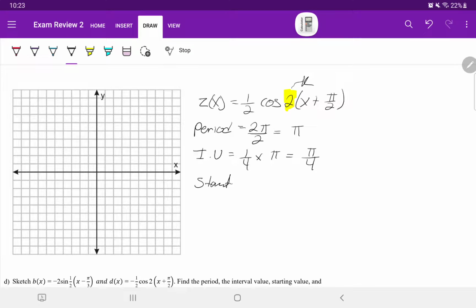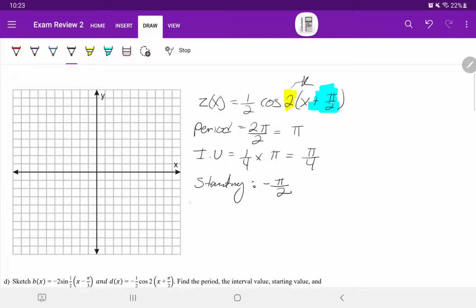The starting value. I have a value being added to the variable. When I'm adding a value to the variable, I am shifting the function left by that many units. So I'm going to shift my function left by pi over 2 units. And when I do that, my starting value will be negative pi over 2 because I'm shifting to the left.